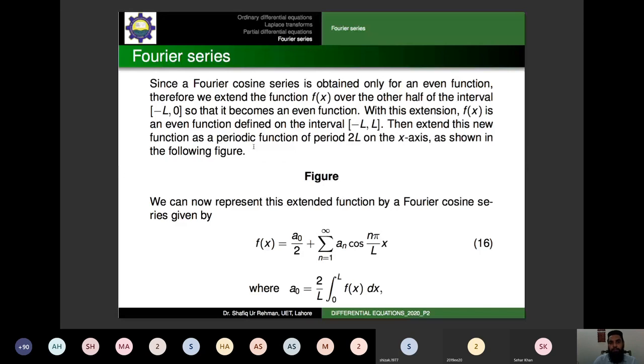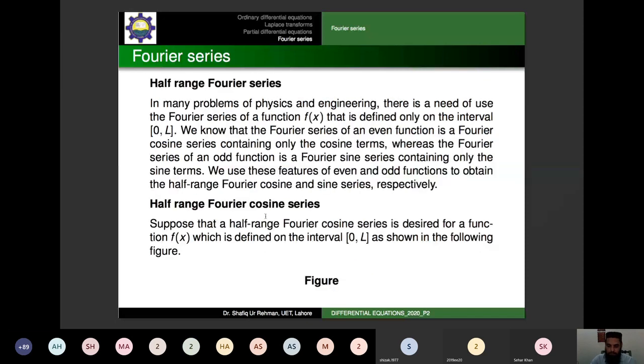Therefore, we extend the function f of x over the other half of the interval from minus L to 0. So what we have been given is over the interval from 0 to L. So what we do, we extend the portion of the graph to the other half of the interval, minus L to 0. This is how we will make it an even function, because eventually we have to talk about the Fourier cosine series. Cosine series is connected with the even function.